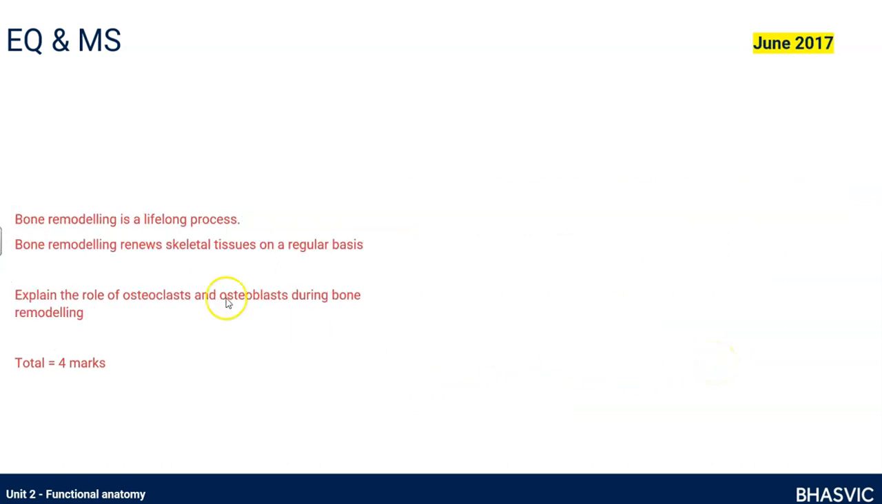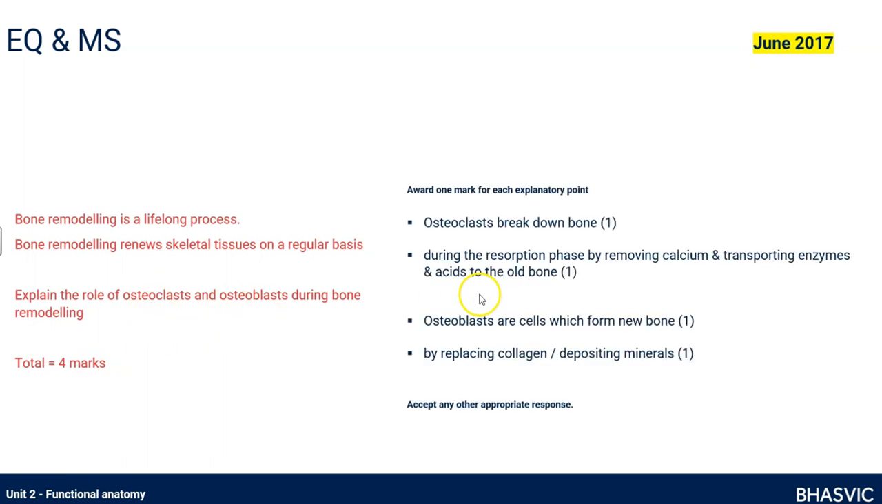Here's another question. It gives you information. Bone remodeling is a lifelong process. It renews skeletal tissues on a regular basis, every couple of months. Explain the role of osteoclasts and osteoblasts during bone remodeling. It doesn't want to know about osteocytes this time. This is easier, so for 4 marks you'd get 2 marks and 2 marks. And here is the mark scheme.